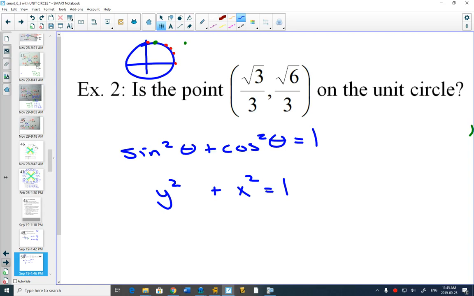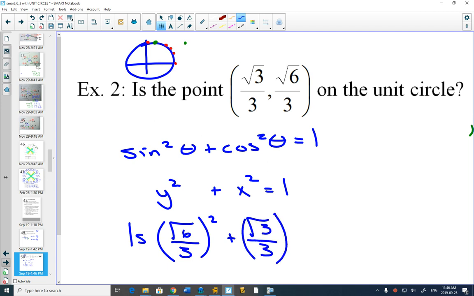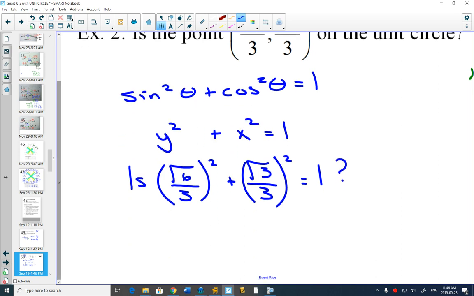So what we can do as a check here is we can ask, is root 6 over 3 squared plus root 3 over 3 squared equal to 1? If it is, then that point is on the unit circle. If it is not, then that point is not on the unit circle. Points on the unit circle have to follow the definition of a circle, which is x squared plus y squared. Unit circle, the radius is 1.